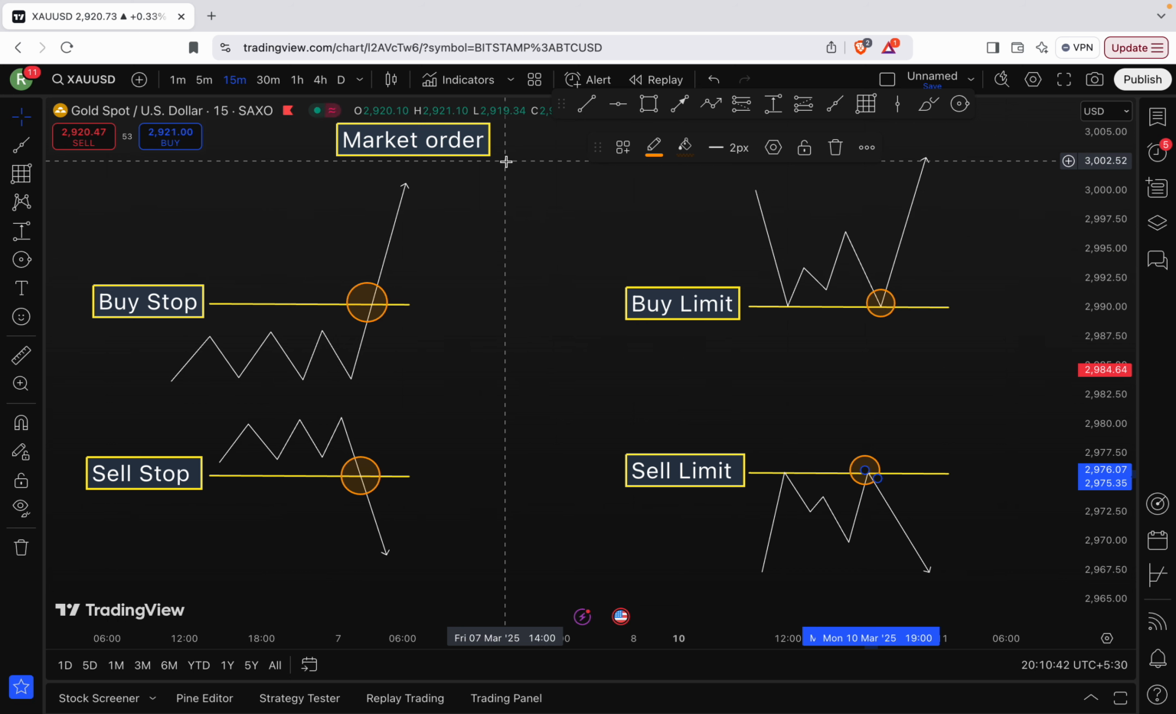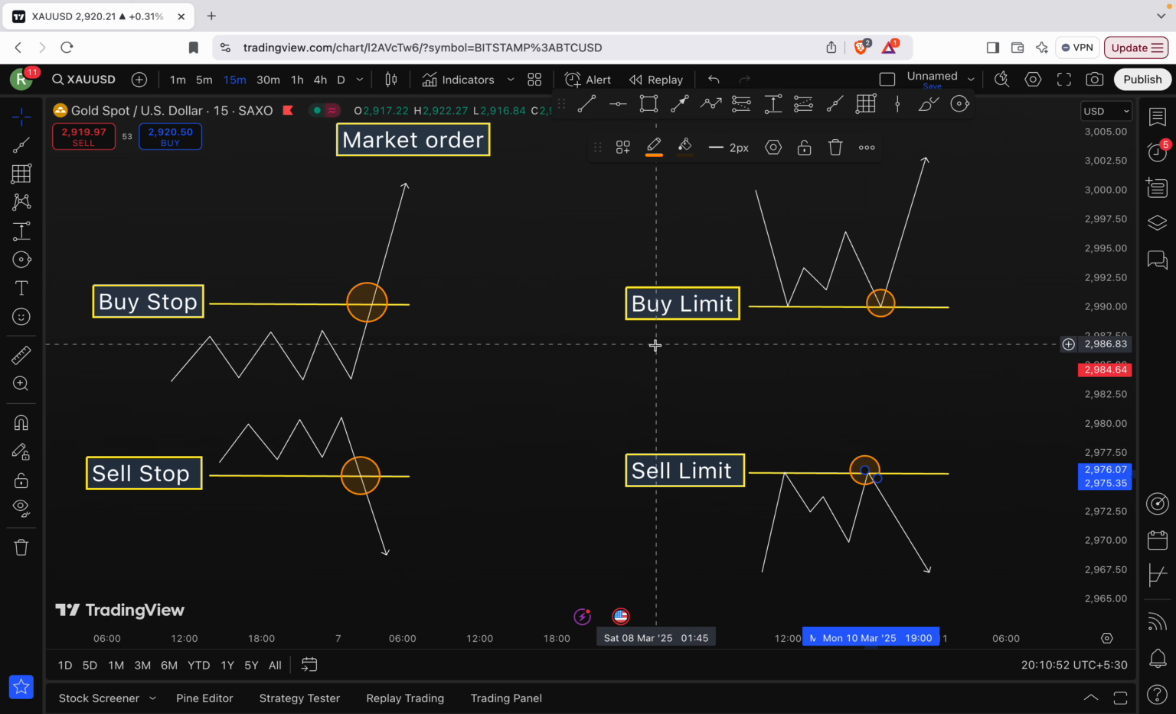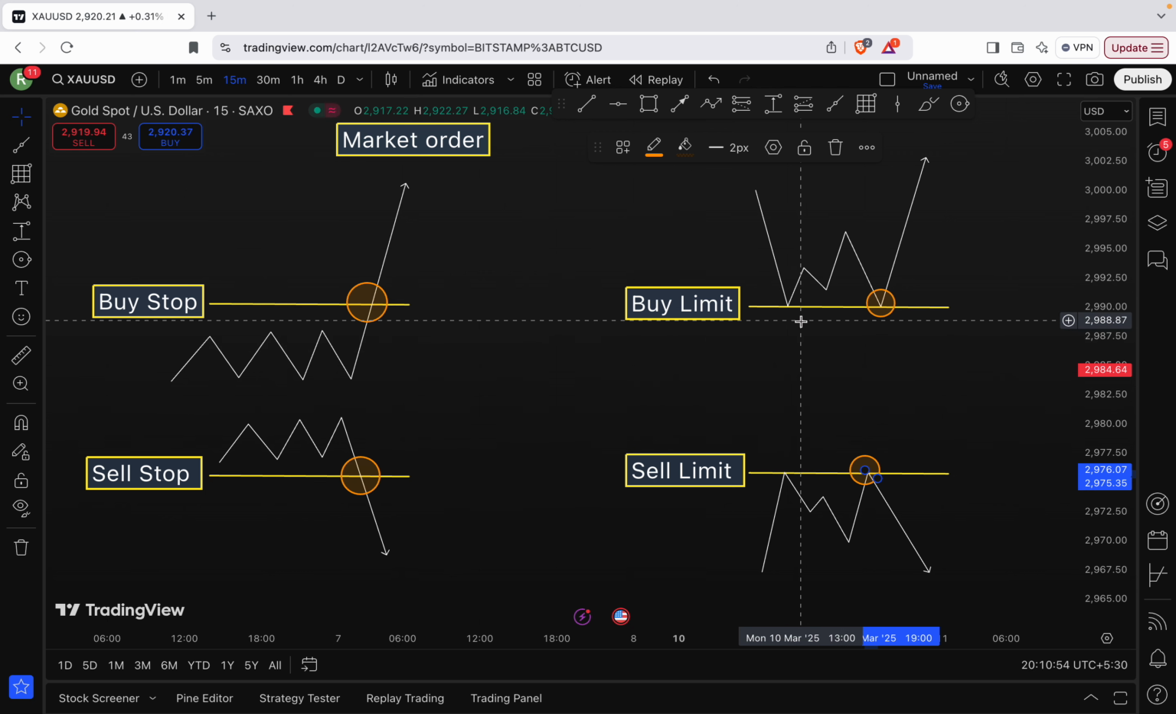First is market order, at the current market price. Second is buy stop order, for long trades above the current market price. Third is sell stop order, below the current market price for short trades. Fourth is buy limit, which is below the current market price for long orders. Fifth, sell limit is above the current market price for short orders.